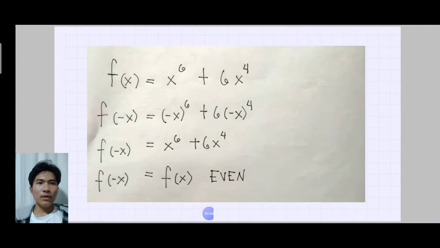Even function: f of x is equal to x to the power of 6 plus 6x to the power of 4. We know that 6 and 4 are even numbers. So if we let x equal negative x, we get negative x to the power of 6 plus 6 times negative x to the power of 4. We multiply the negative x 6 times, so it is equal to positive x to the power of 6 plus 6 positive x to the power of 4. So we know that this equation is an even function.